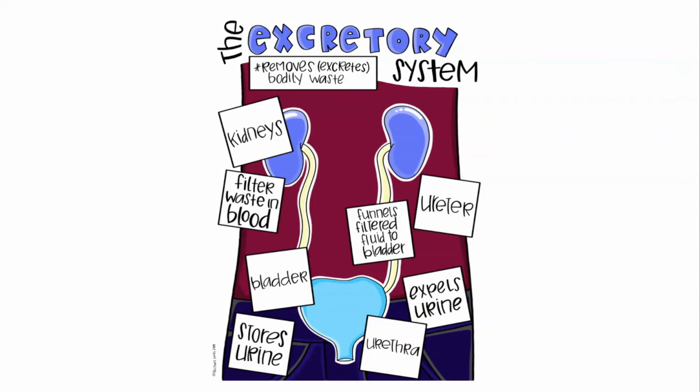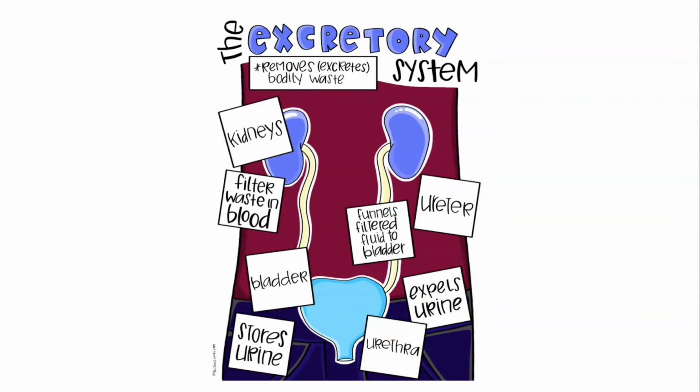They filter the waste out of your blood. And then what they do is your kidneys will send that waste down the ureters, which are tubes that lead to your bladder. And then your bladder will store that waste, which is urine, until it's full and you get the urge and you ask your teacher to go to the restroom.